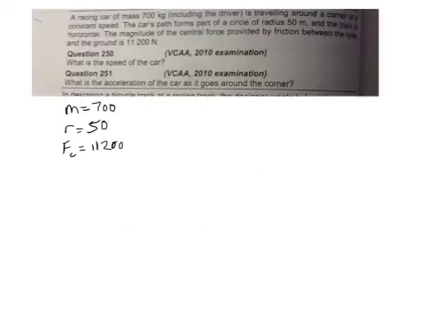For this second question, we have a racing car. It has a mass of 700 kilograms, traveling around a corner at a constant speed. The car's path forms a circle of radius 50 meters, and the track is horizontal, so we don't have to deal with any banked forces. The central force, that is the centripetal force, provided by the friction between the tires and the ground, is 11,200 newtons. So first question, we need to find the speed of the car.